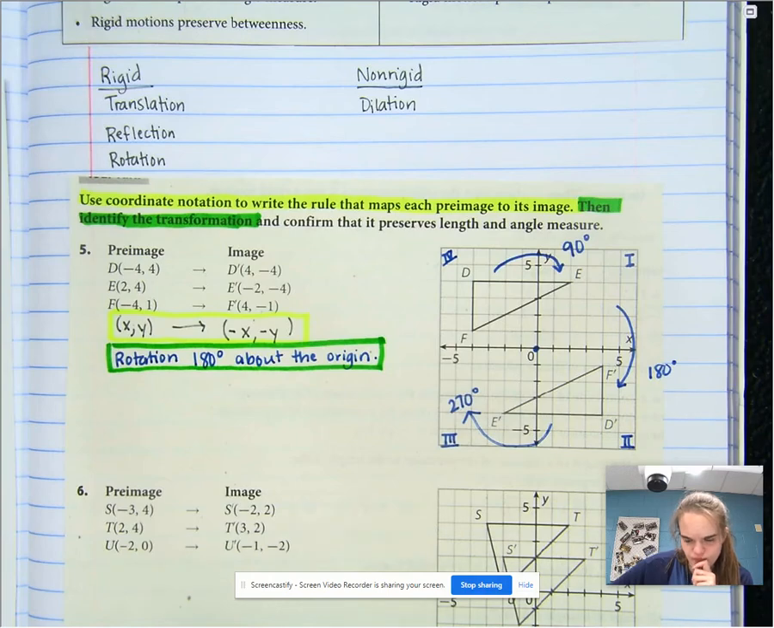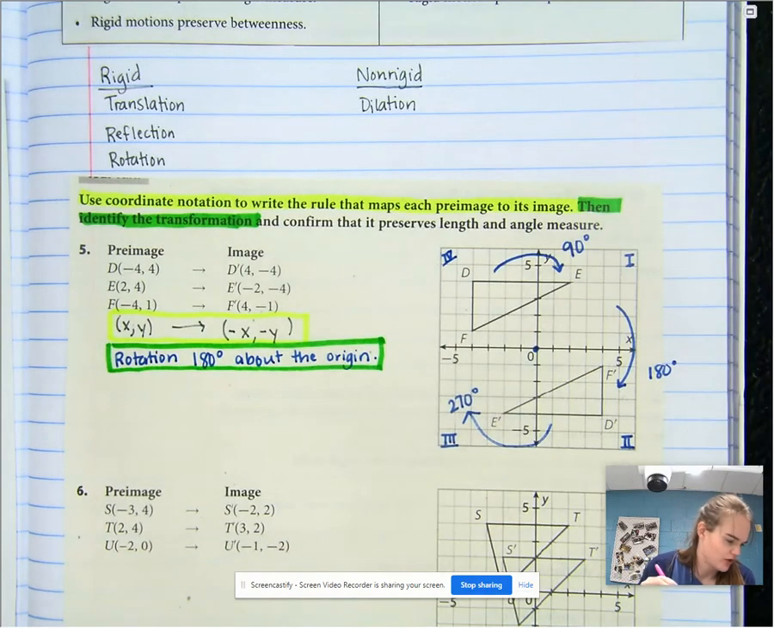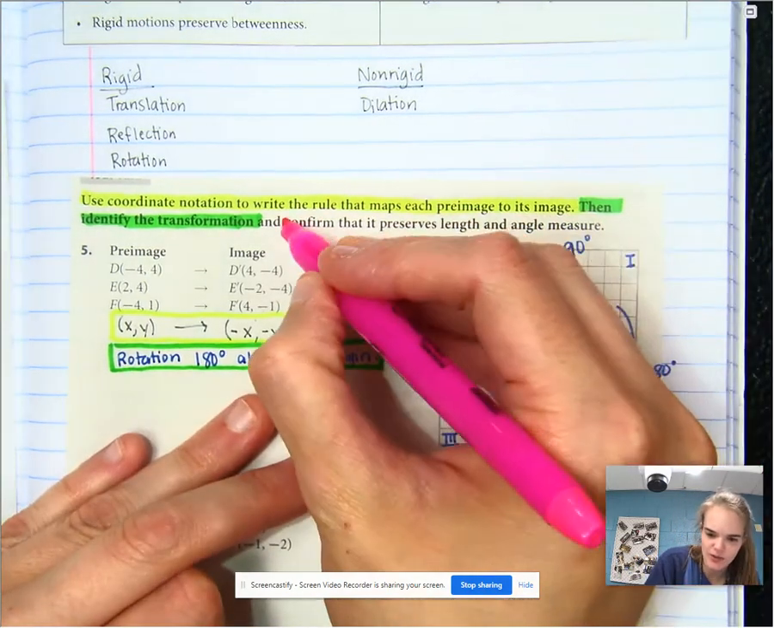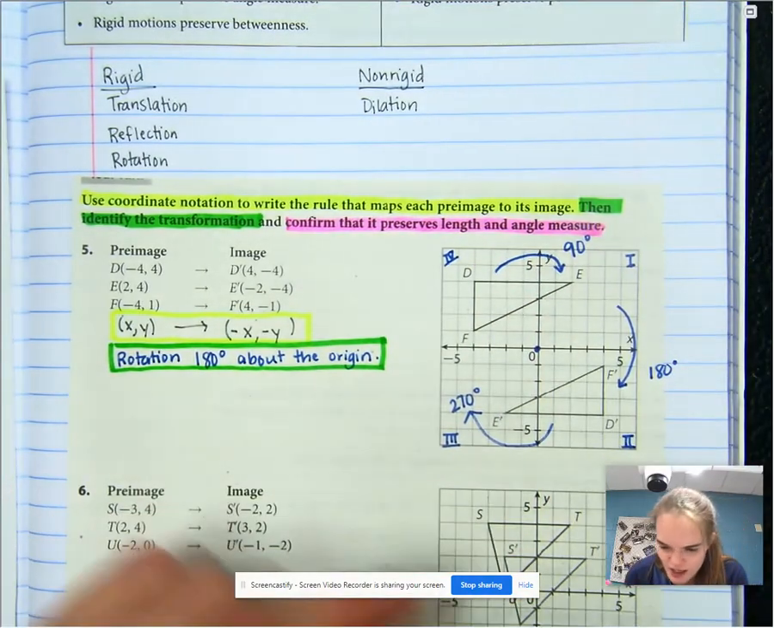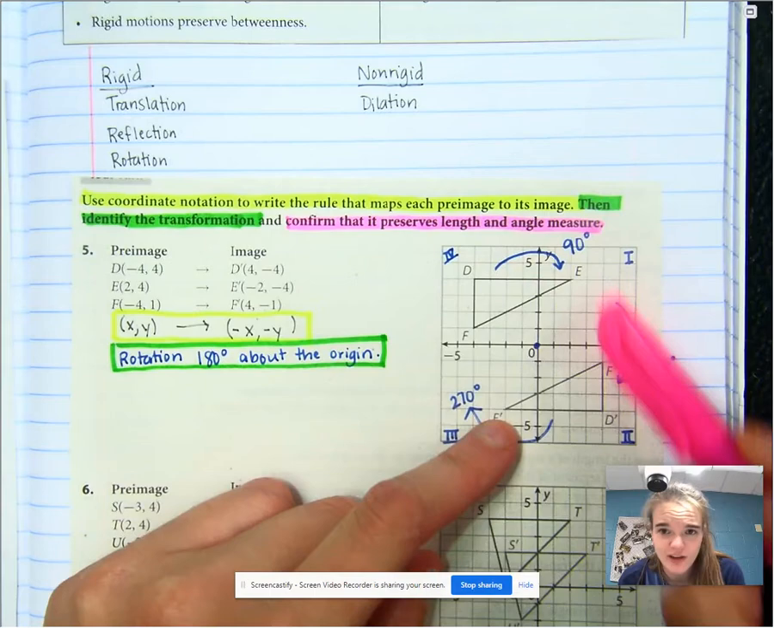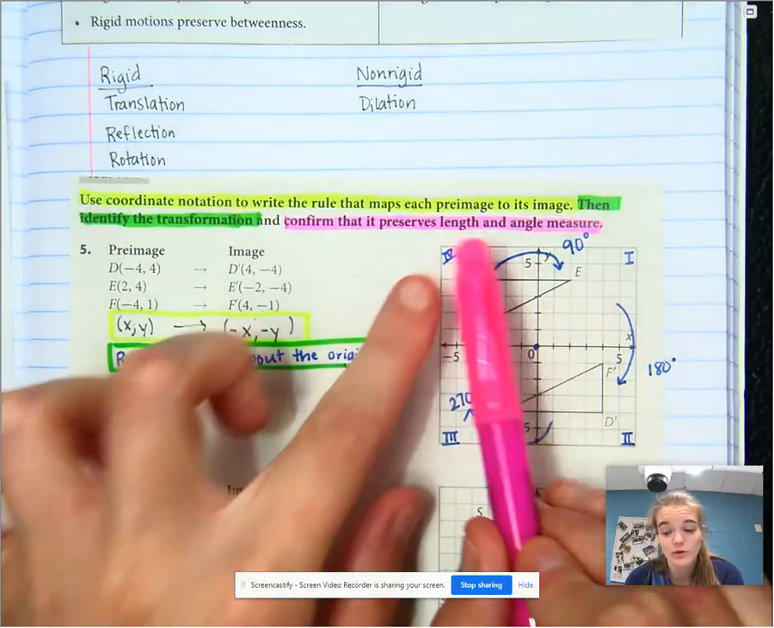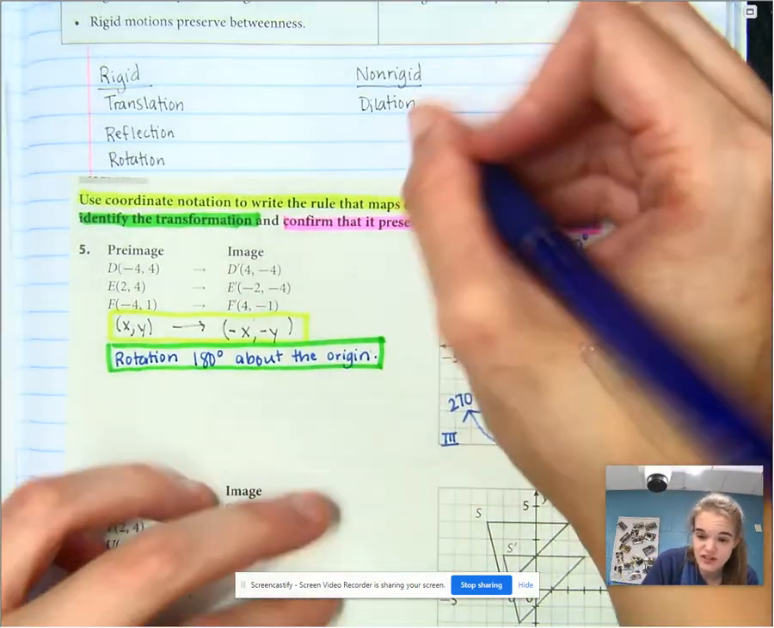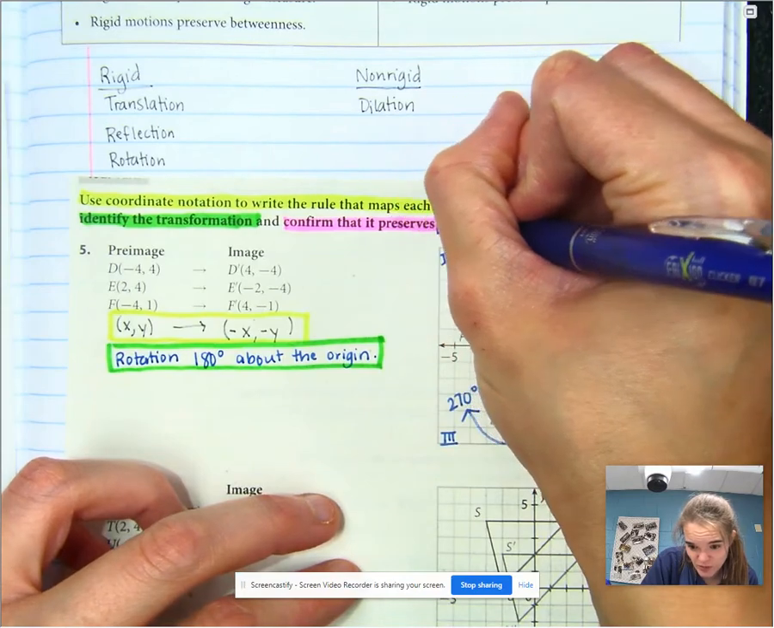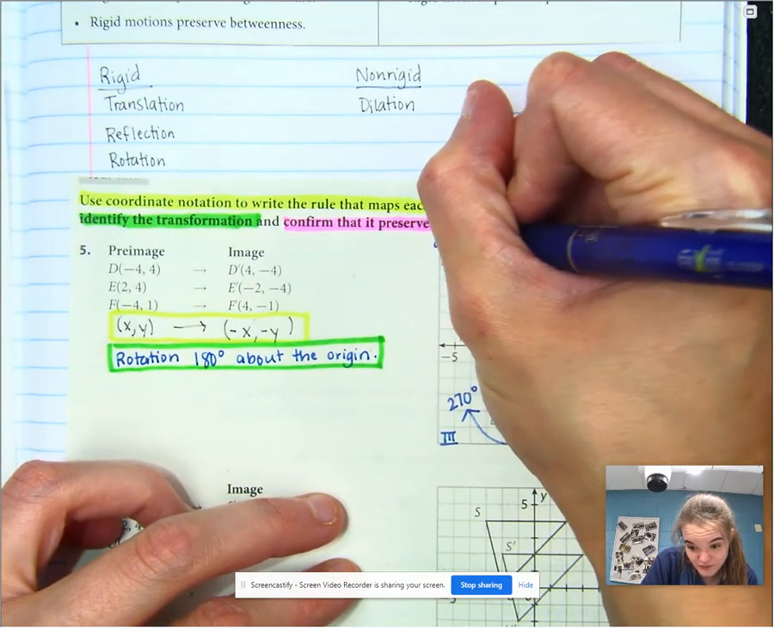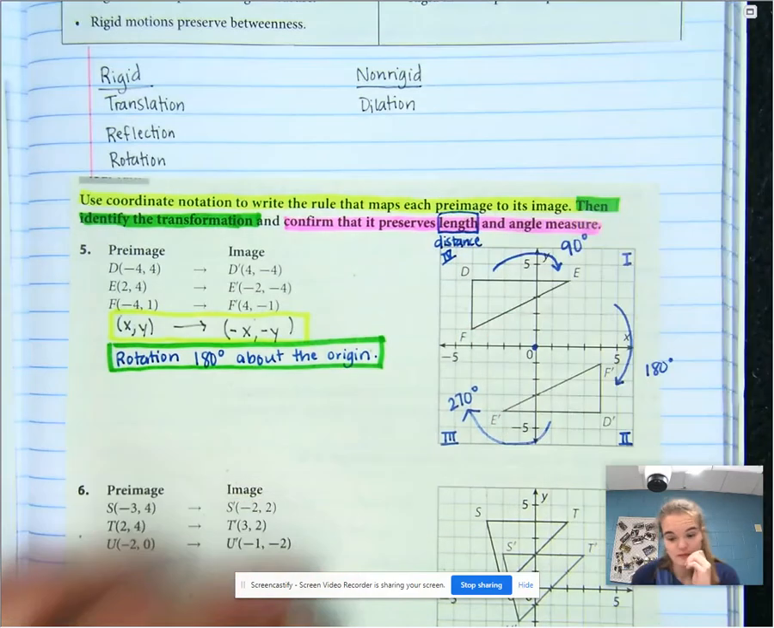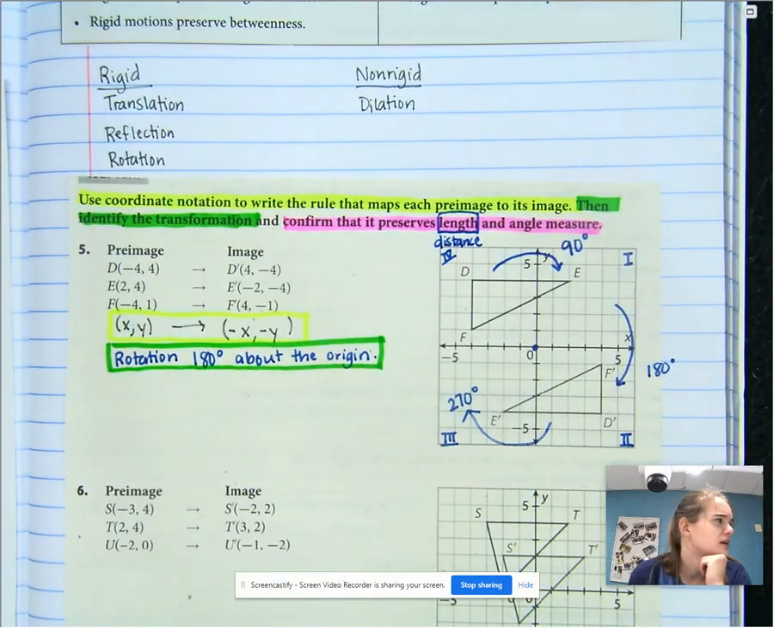Next, confirm that it preserves length and angle measure. We're not going to do the angle measure part because literally you take a protractor and just measure all 6 angles. We're going to do the length part, which is distance. It's using the distance formula. Or remember, you can use the Pythagorean Theorem. So we're going to do that to show that it preserves distance.